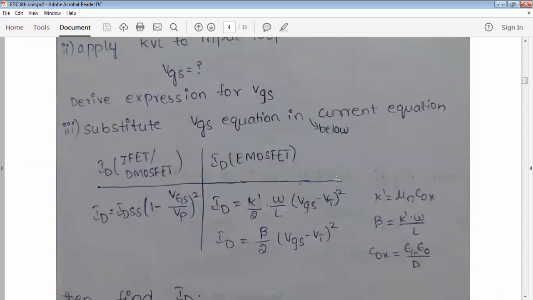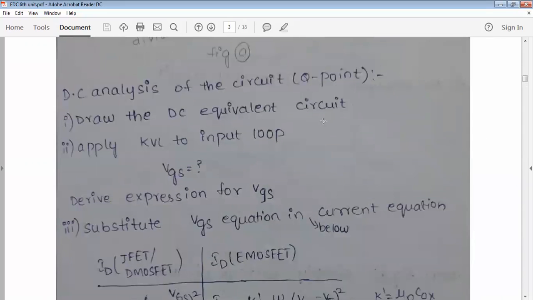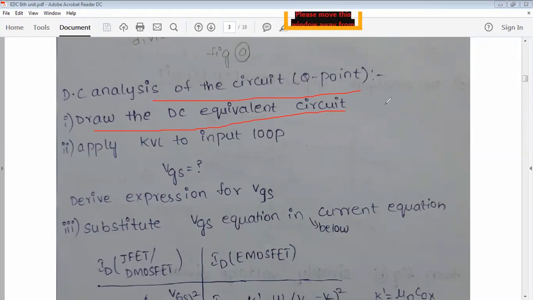Before going to the bias problem, we must remember the procedure for how to solve bias problems, or DC analysis of the circuit, or to find the Q point of the circuit. The first step is to draw the DC equivalent circuit from the given circuit. Are there any capacitors? Just open the capacitors, input capacitors as well as output capacitors. Open circuit the output capacitor and input capacitor, and redraw the circuit. That is the DC equivalent circuit.